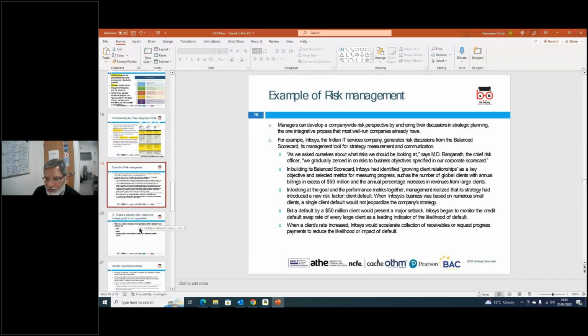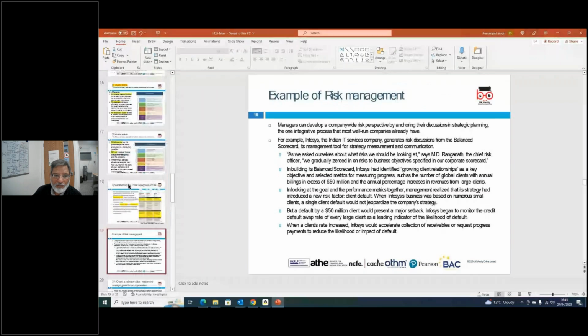Looking at the strategic risk, they can avoid it using a balanced scorecard and putting the eggs in different baskets so that they reduce their risks rather than increase them.